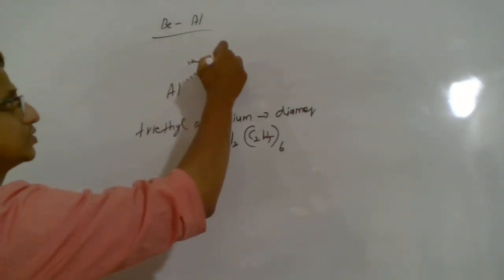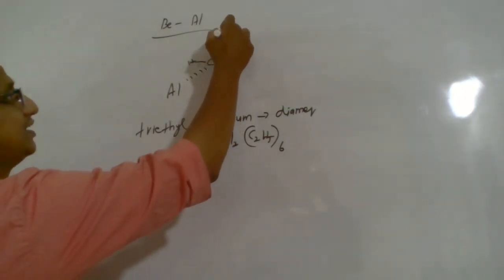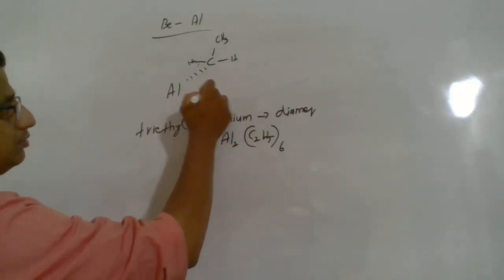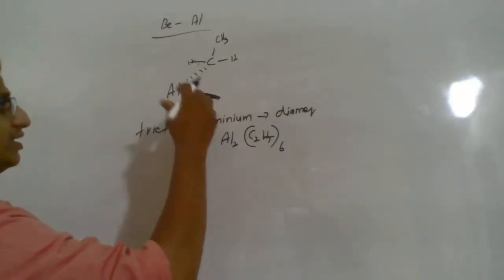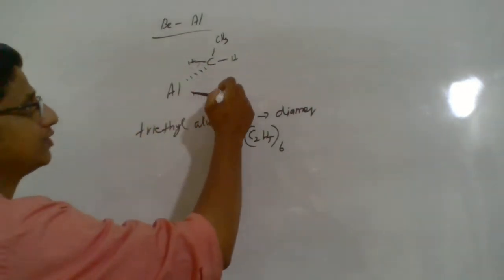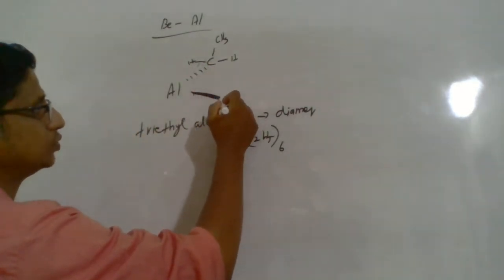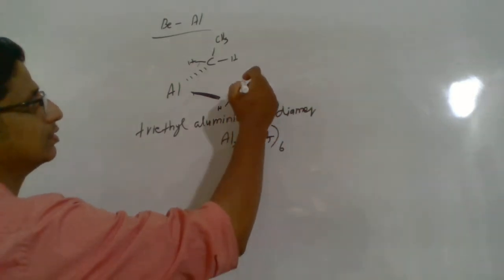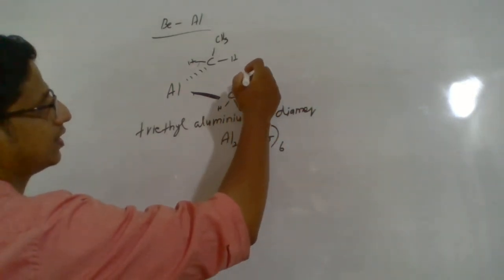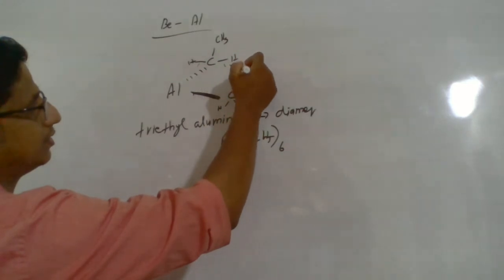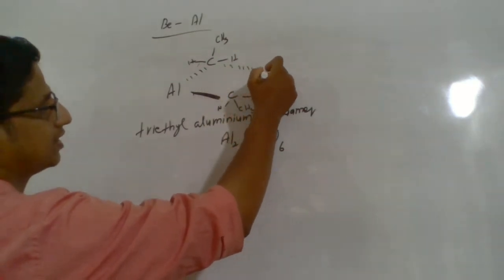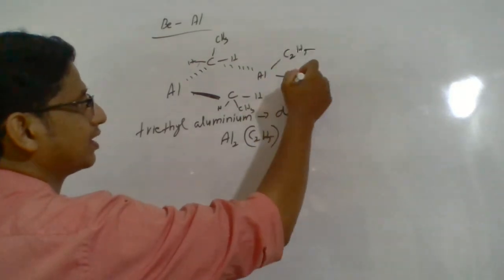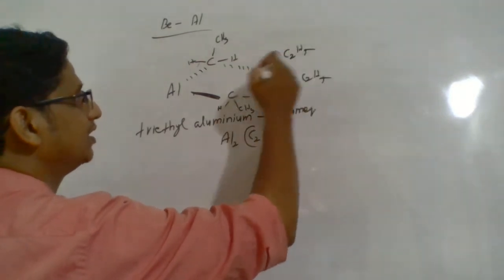So CH2, CH3. Similarly here, you can now show one is coming towards you, one is away from you. So CH2, CH3. Similarly here, it will be carbon bonding with another aluminium to form C2H5. Let me write C2H5, C2H5 here.